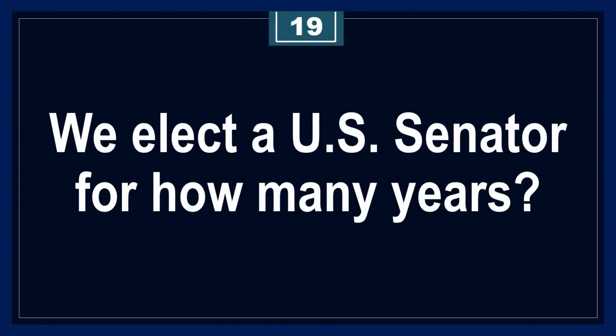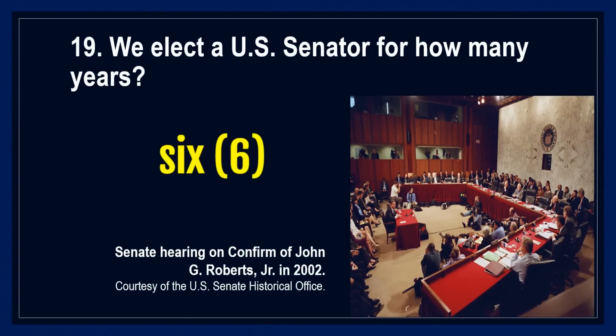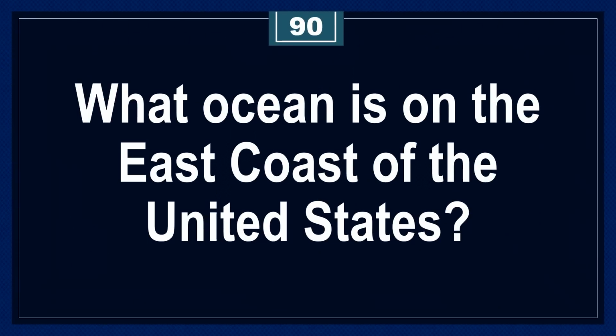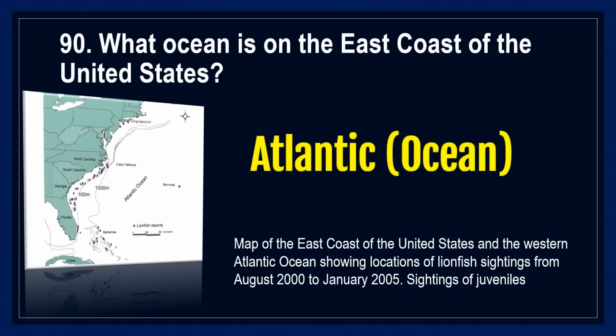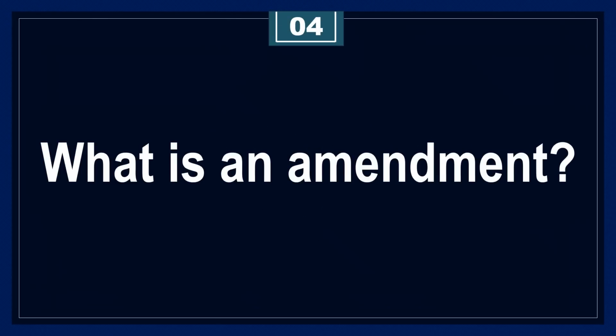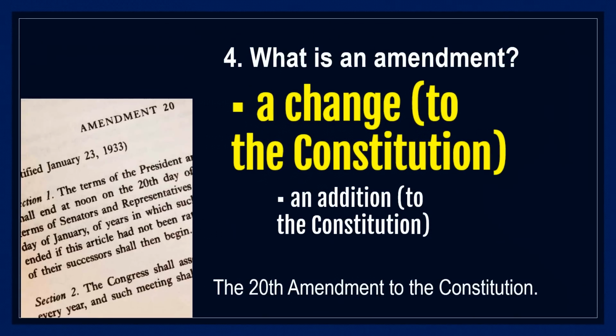We elect a U.S. Senator for how many years? 6. What ocean is on the east coast of the United States? Atlantic Ocean. What is an amendment? A change to the Constitution.